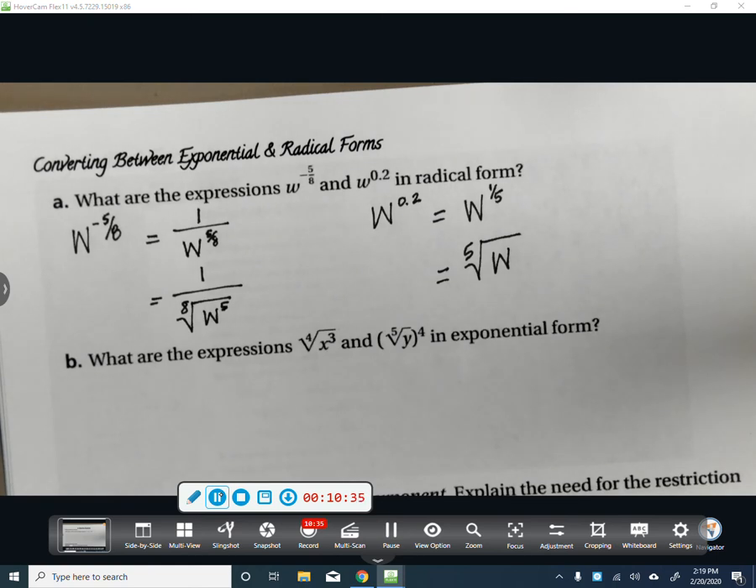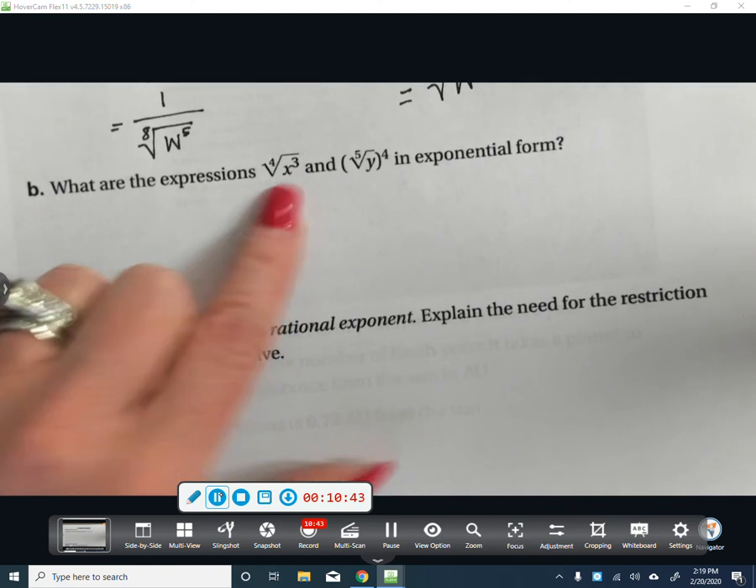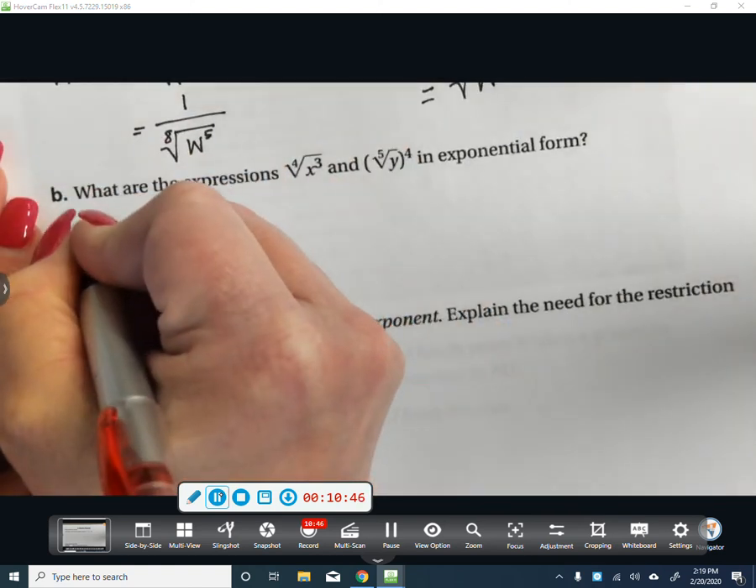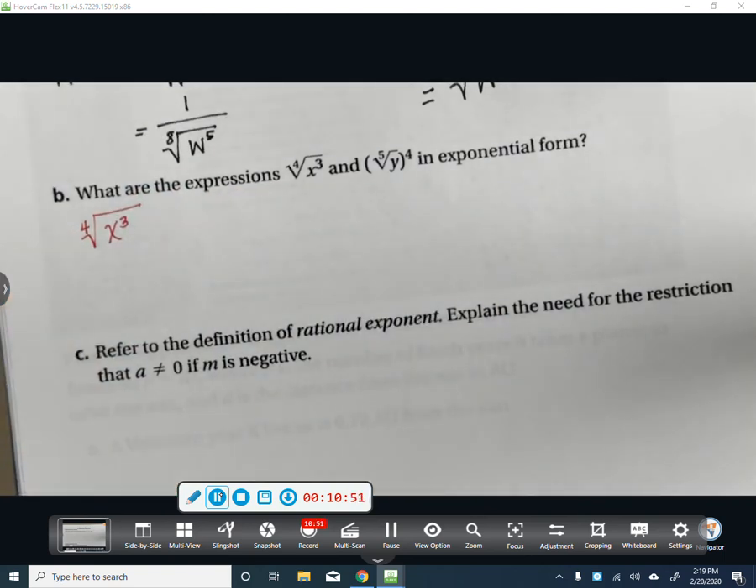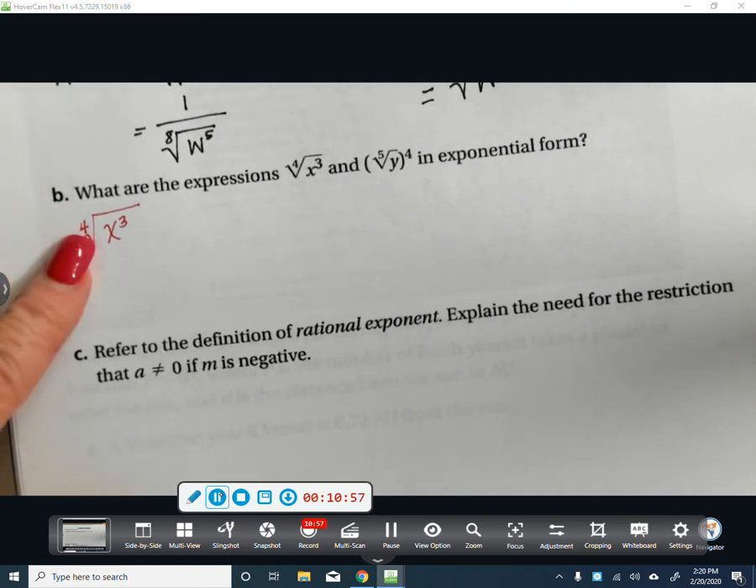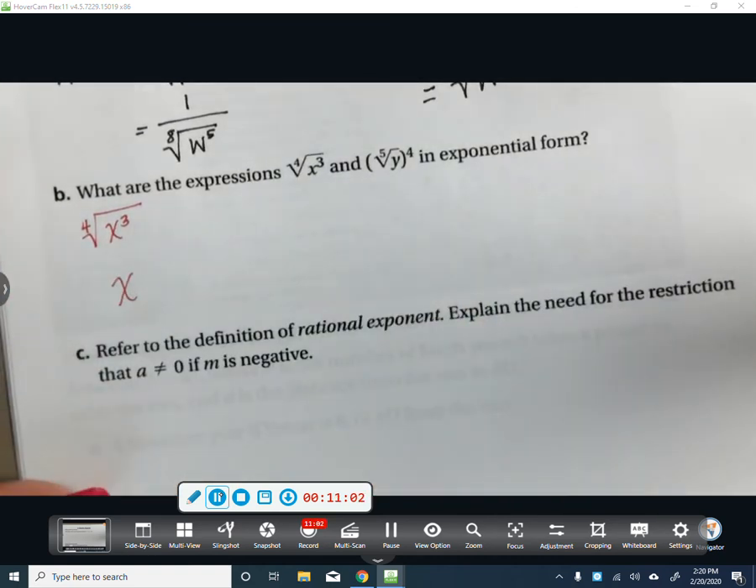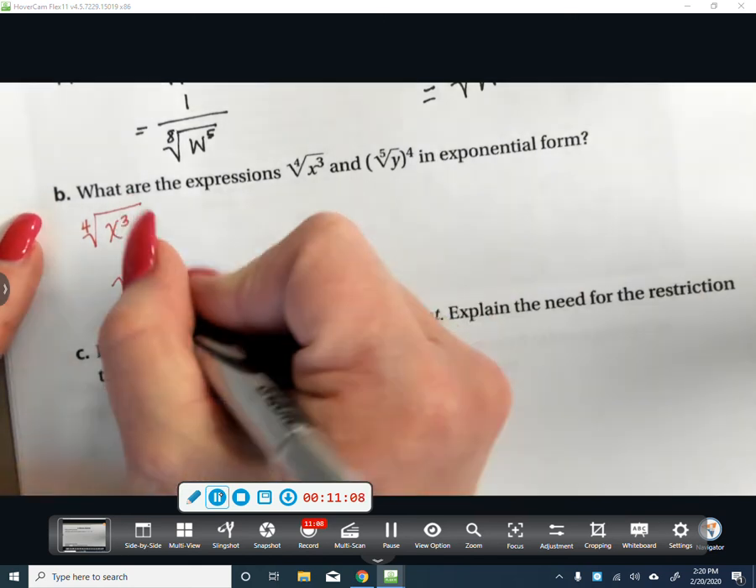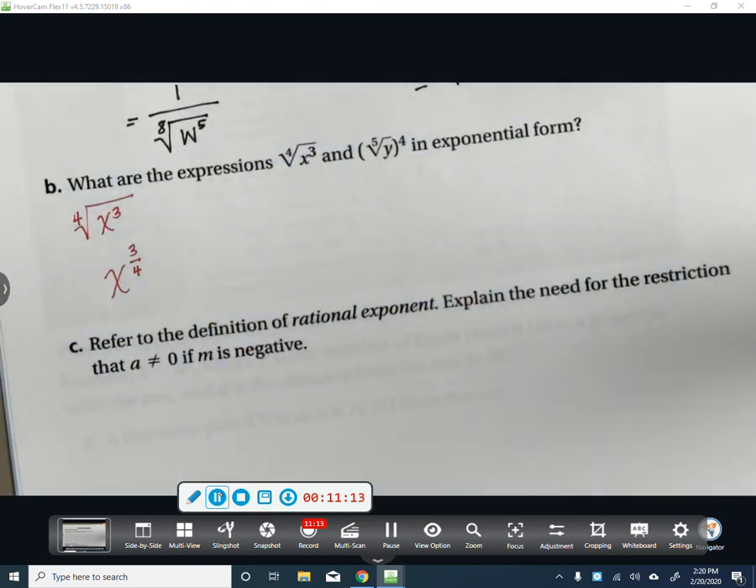Y'all still okay? Let's keep going. Now what if I have the 4th root of x cubed? Let's just work with that one. The 4th root of x cubed. I want to write that as an exponential, so I want an exponent. So if I change this out of radical form into exponential form, my x is my base, but it's x to the what? 3rd. What is my denominator? 4, and my numerator is 3. This is x to the 3/4 power.